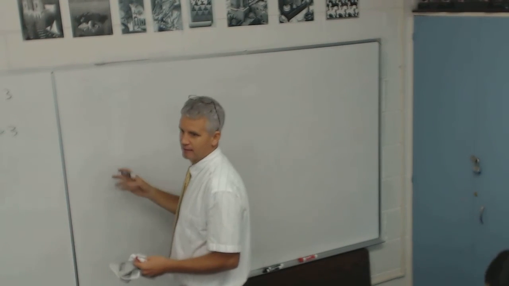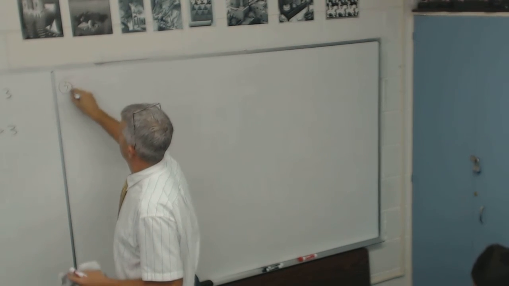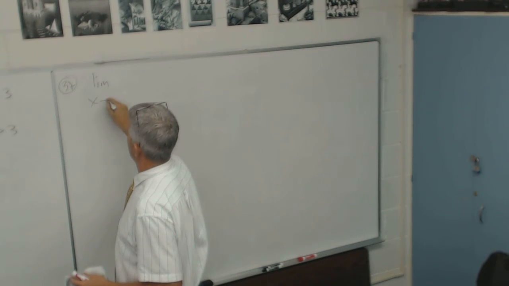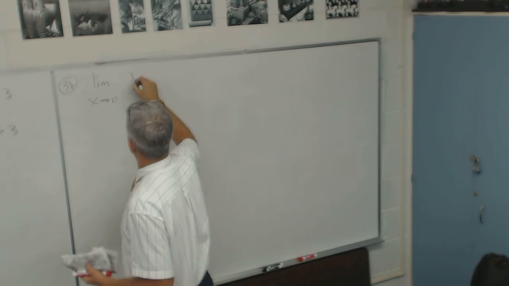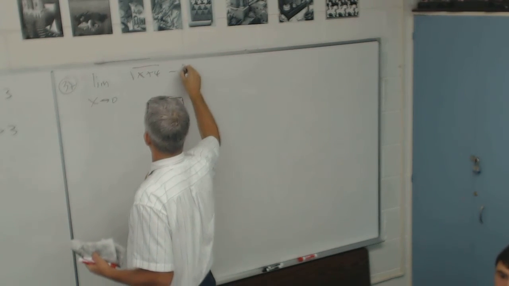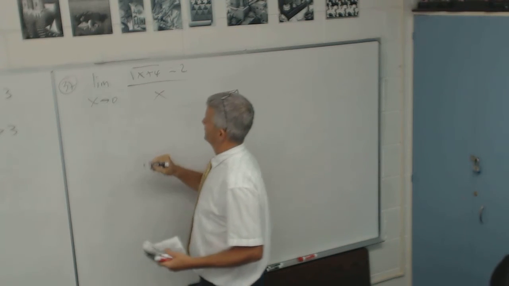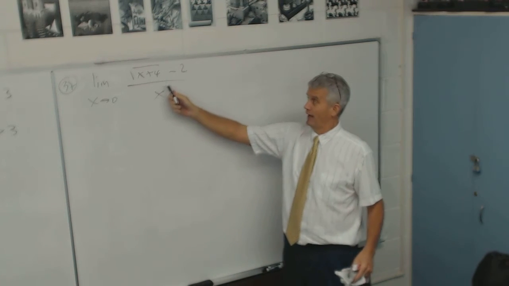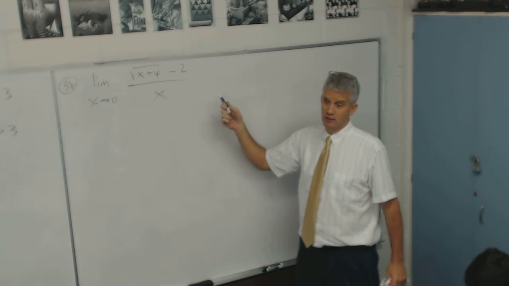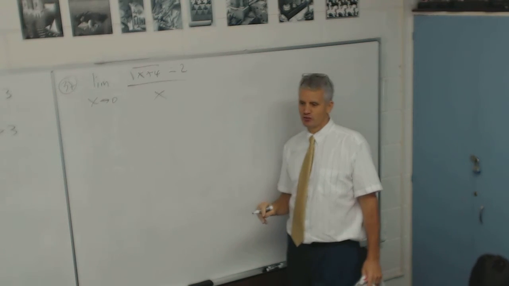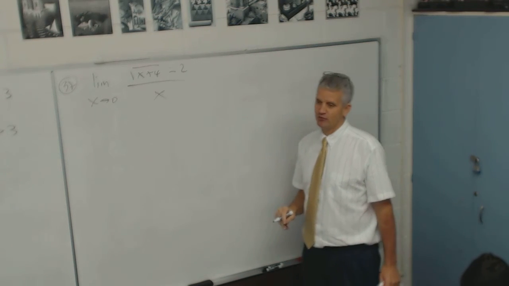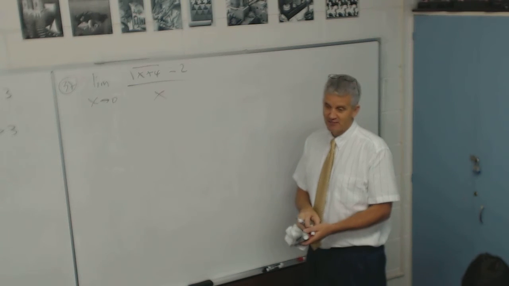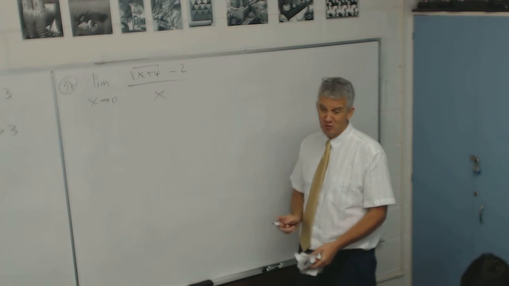First rationalize the numerator, then find the limit. The limit as x approaches 0 of square root of x plus 4 minus 2, all over x. Okay, if we plug in 0, by the way, we're getting 0 over 0. So they said we had to do something. And we can't factor anything here, but they gave us a hint. They said rationalize the numerator.